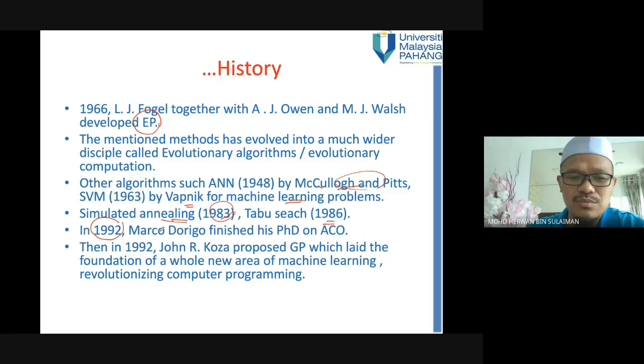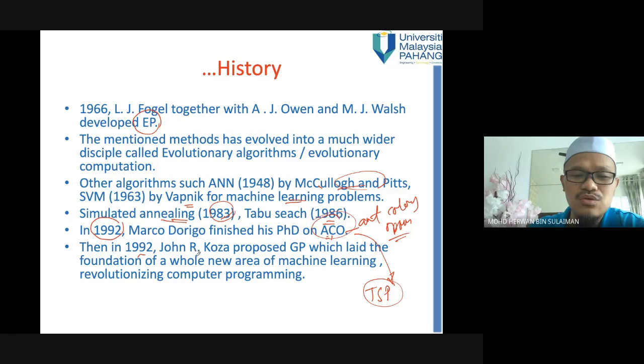And in 1992, Marco Dorigo finished his PhD on ACO. This one is Ant Colony Optimization. Normally ant colony is very powerful for paths. Normally in computer science there is the traveling salesman problem, right? So it is normally for the path. They mimic the nature of ants to get the shortest path for the salesman to go to each town.